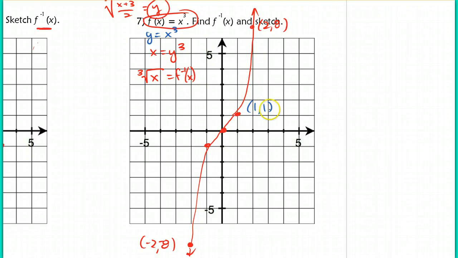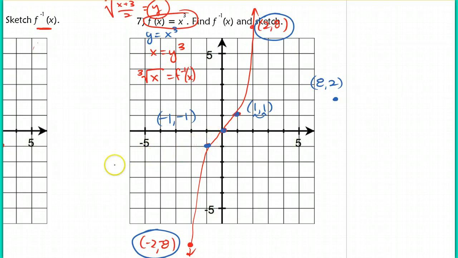If I reflect over the line y equals x, then each point, the point (1, 1), now the x and the y switch, so I'm still graphing (1, 1). (0, 0) stays, so that's kind of boring too. (-1, -1) also stays. Pretty boring. But (2, 8) and (-2, -8) do change. So I end up with (8, 2). I'm going to graph (8, 2), and let's put it right about there.